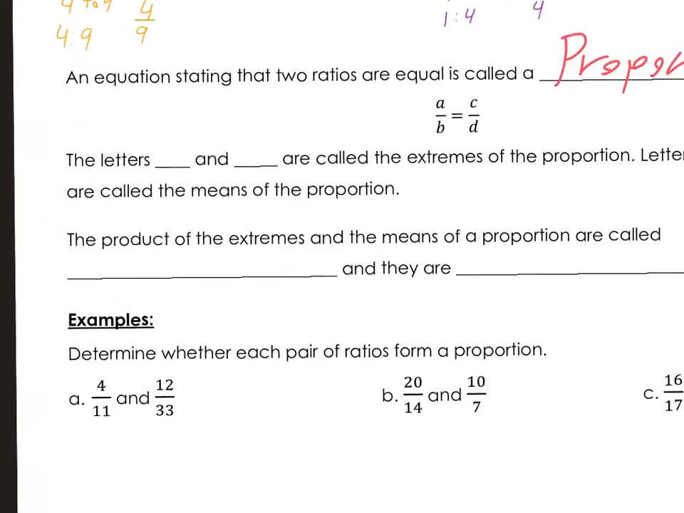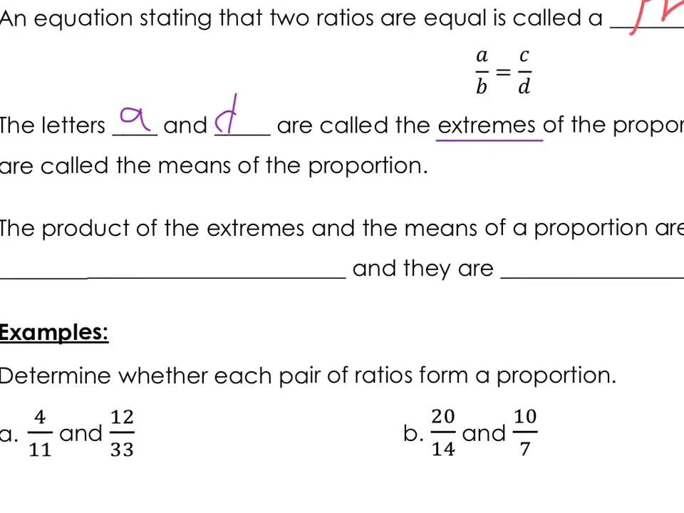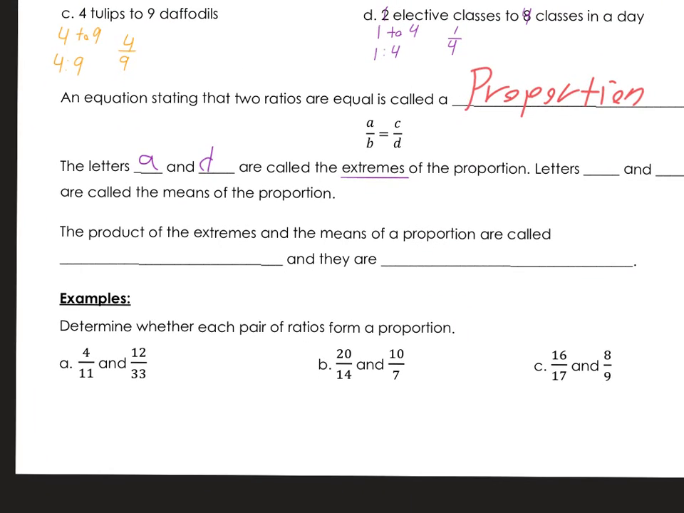In the case of proportions, we have two pairs of letters that are important. Our pair of A and D are known as the extremes of the proportion, and the letters B and C are known as the means of the proportion. As you may recall from algebra, mean is another word for average. So the extremes and the averages.